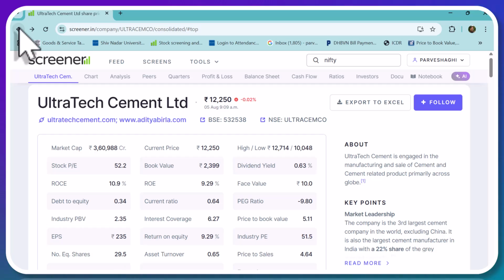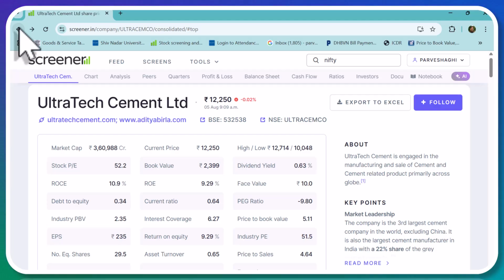Sometimes even a higher P ratio is justified because it has a greater future than all the other average cement companies. If a company is better than the other cement companies, then its P ratio will also be higher than the others. Okay, so in that case it's fine. But if the company is not good and it is trading at a higher P ratio, then we say it's overvalued.